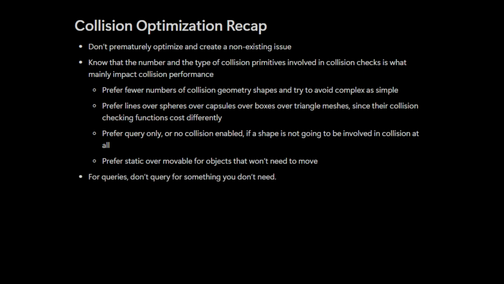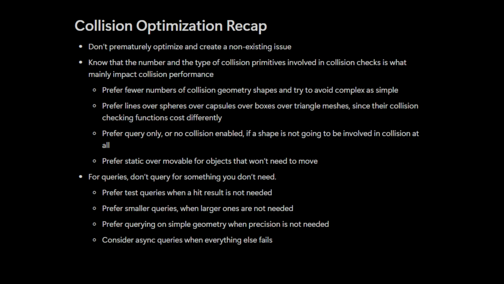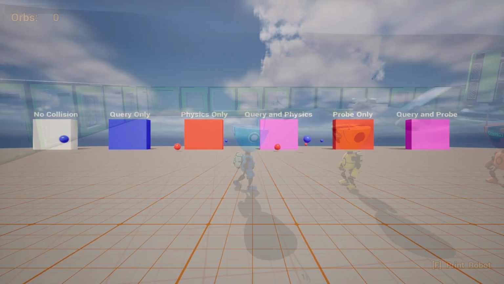And for queries, don't query for something you don't need. Prefer test queries when a hit result is not needed. Prefer smaller queries when larger ones are not needed. Prefer querying on simple geometry when precision is not needed. And consider async queries when everything else fails. And lastly, get familiar with collision profiling tools and commands and create your own if needed. This wraps it up for part 2 of this 2-part video.